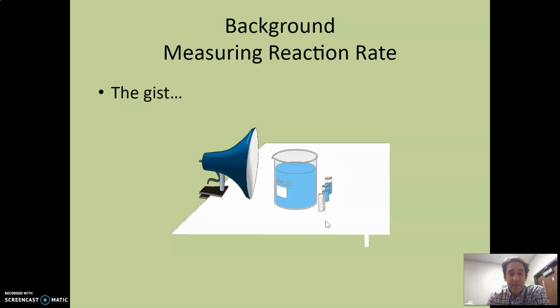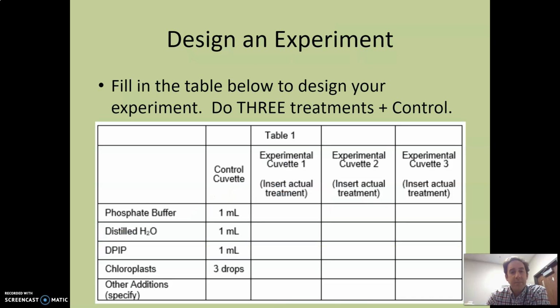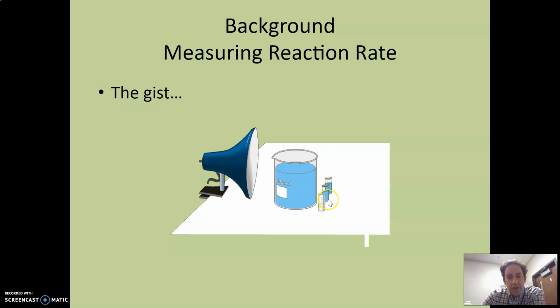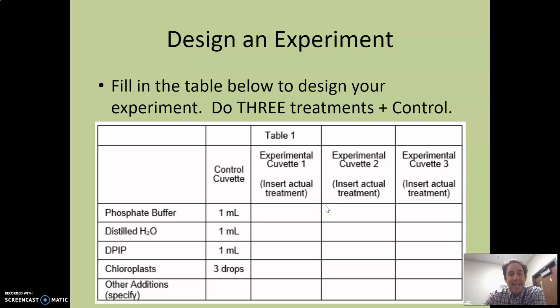If it's intense enough, it could even denature the enzymes involved in photosynthesis, which is not good if we're trying to get photosynthesis to happen. So you're going to set this up. And then the question is, what goes in each of these cuvettes? And that is where you and your group need to make some decisions.